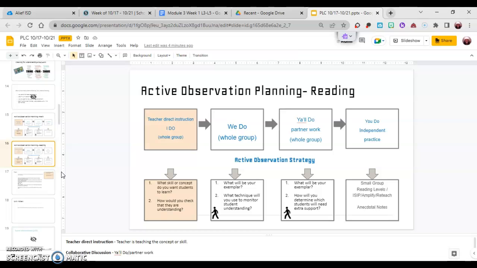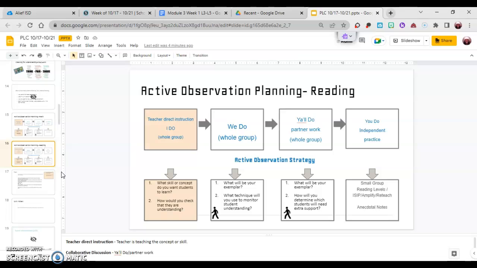Do I want my students to learn point of view today? Do I want my students to learn synthesize? Focus on the specific skill for that day, and you will know exactly what you are going to be looking for as far as students to learn.